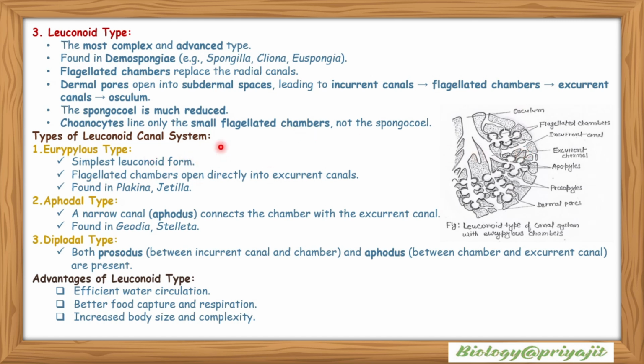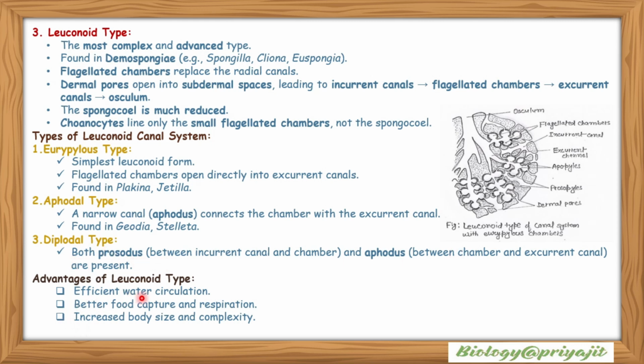Types of leuconoid canal system: Eurypylous type. It is the simplest leuconoid form. Flagellated chambers open directly into the excurrent canal. It is found in Placina, Plakina, etc. Aphodal type: a narrow canal or aphodus connects the chamber with the excurrent canal, found in Geodia and Stelletta. In the diplodal type, both prosodus between the incurrent canal and chamber, and aphodus between the chamber and excurrent canal, are present.